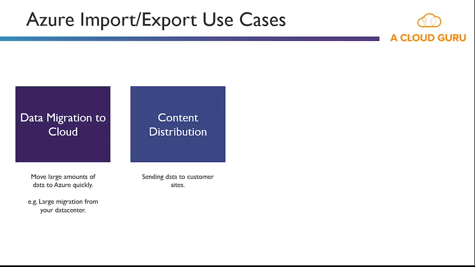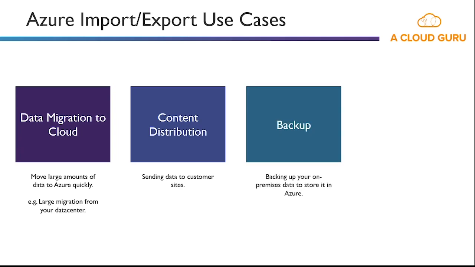Another use case is content distribution. Perhaps you've got a lot of data in Azure and you need to send it out to customer sites. That's one example there. Backing up, perhaps you're backing up your on-premises data to store it in Azure and you've just got a lot of data. Perhaps you want to archive things that you sent off on tape to another site once before, and you're going to bring all that back in and now maybe ship it off to Azure for recovery in the future if you need to.